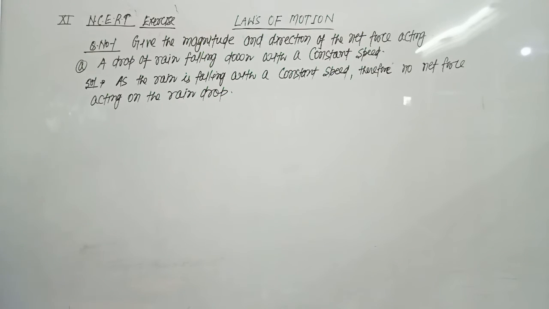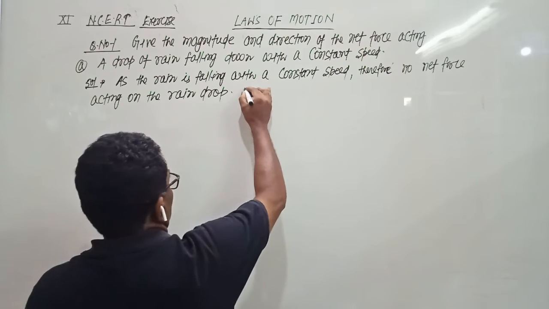So the magnitude of the force acting on the raindrop is zero. There is no net force acting on it, and the weight of the drop is balanced by upthrust.